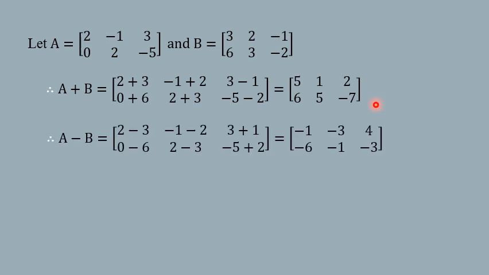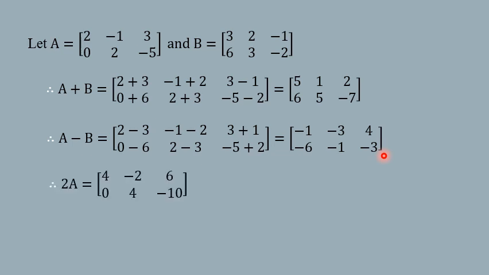Now we find A minus B. So subtract the corresponding elements. That means we subtract this 3 from 2, 2 from minus 1, minus 1 from 3. So A minus B is equal to, here we get 2 minus 3, minus 1 minus 2, 3 minus minus 1, 0 minus 6, 2 minus 3, and minus 5 minus minus 2, that is minus 5 plus 2. When we perform this addition or subtraction, we will get this answer. So this is the subtraction of these two matrices, that means A minus B.